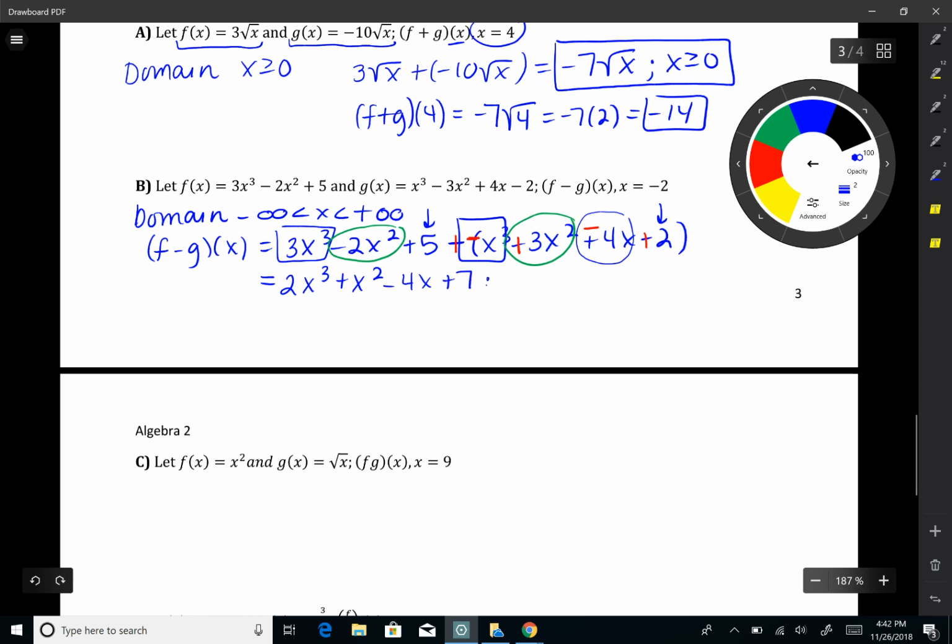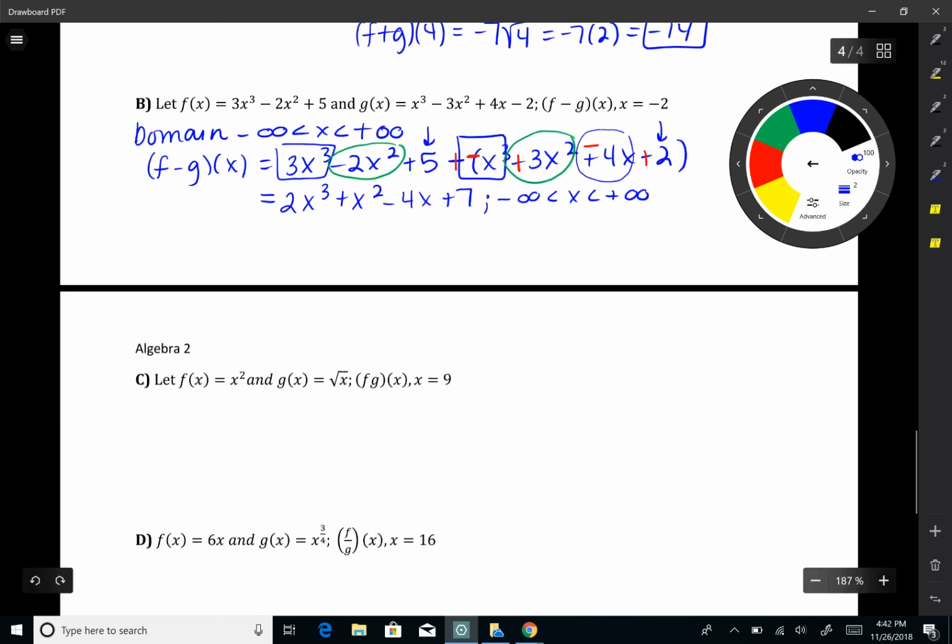This is also a cubic. So the domain is still x is greater than negative infinity but less than positive infinity. And now we're going to evaluate it for x equals negative 2. So f minus g of negative 2. So we're plugging in negative 2 into every x value that we just found in the difference.